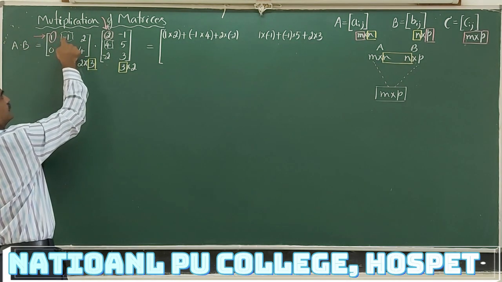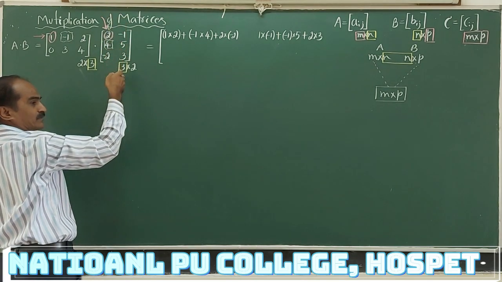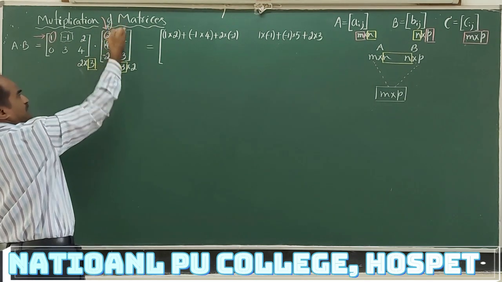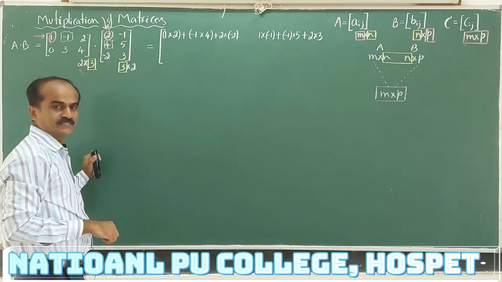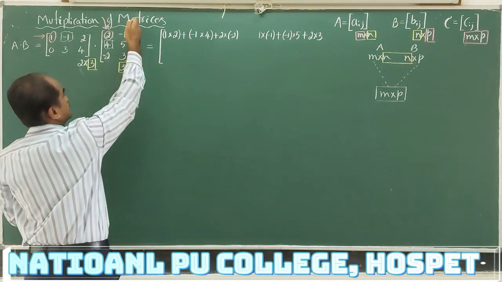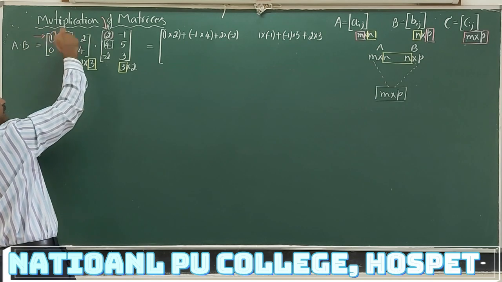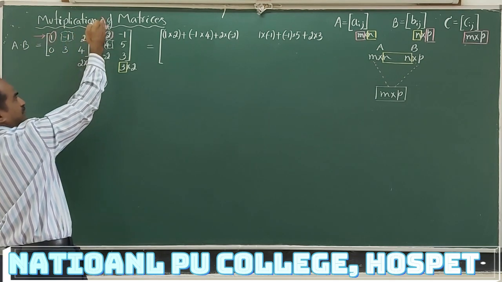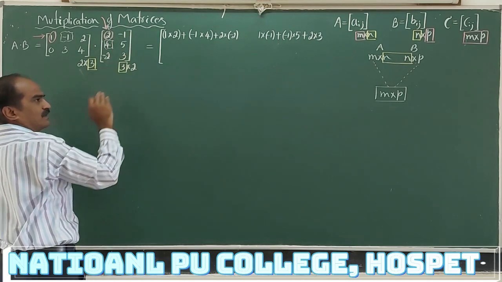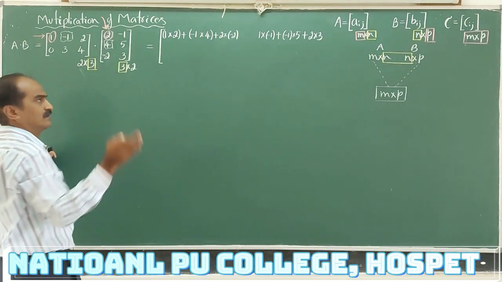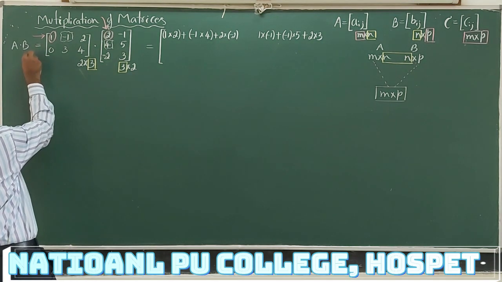We have taken first row elements of first matrix, second column elements of second matrix. First row, second column. So the resulting element should be placed in first row, second column. Is there any third column available here? No. So I took first row elements of first matrix, multiplied and added with the first column as well as the second column. Columns are exhausted. Now repeat the same process by taking the second row elements now.